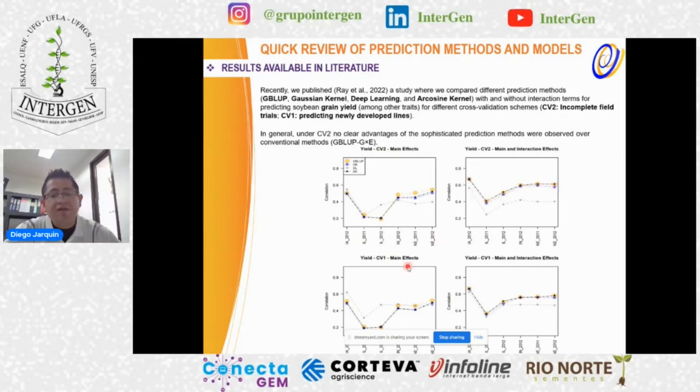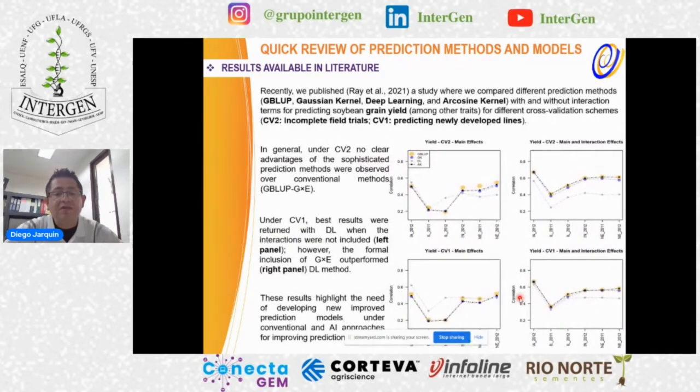On the other side, we have predicting new genotypes that we didn't observe in any environments, using the main effect models only. We have better results using deep learning. However, when we consider the interaction components, the improvements are not that clear. Actually, the parametric, semi-parametric, or hybrid methods do a better job in this case. So pretty much these results highlight the need of developing new improved prediction models under conventional and AI approaches for improving predictability.